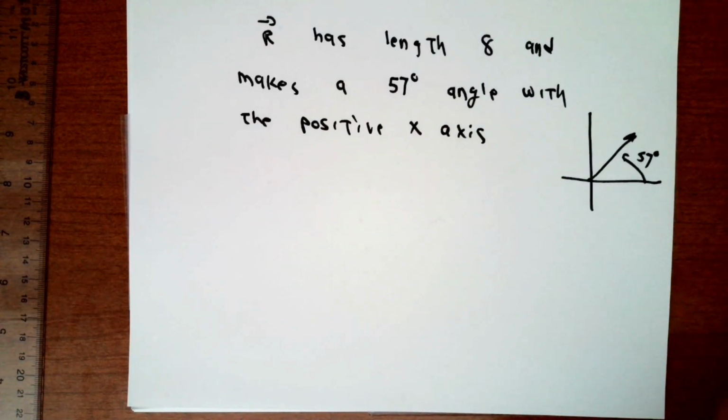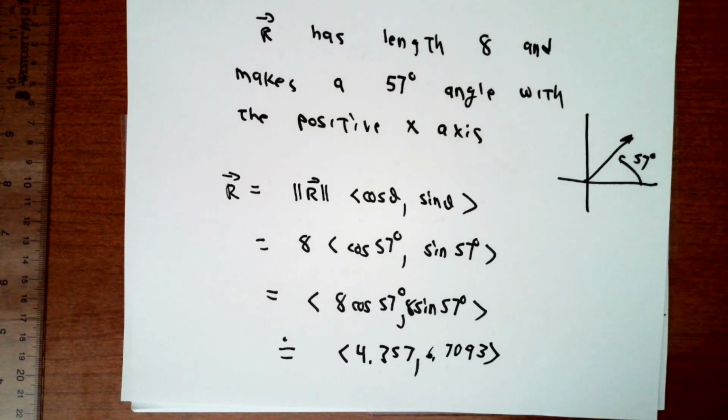If you know the magnitude or length of a vector and you know the direction it points in, this last fact will let me write down the component form. So I'll calculate the magnitude of the vector, the length of it, which is 8, times the cosine sine vector that goes with the vector r. The theta would be 57 degrees. I put the numbers into my calculator, and I find out what the component form is.